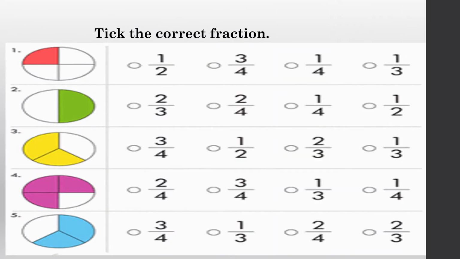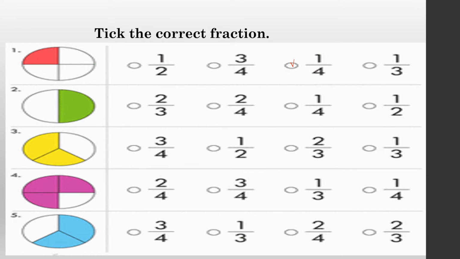Pick the correct fraction. Now, children, here you have to find out which one is the correct fraction written. Figure is given to you, you have to find out the correct fraction. Now in the first one, total number of parts is 4, and the colored part is 1. So what fraction will be formed? 1/4. Why? Because the colored part will be written on the numerator and total parts are written on the denominator. So the fraction will be formed 1/4.